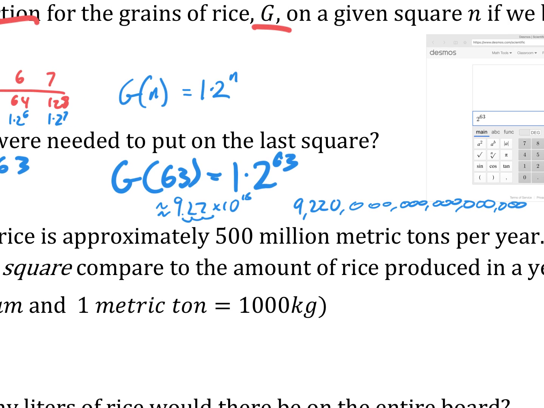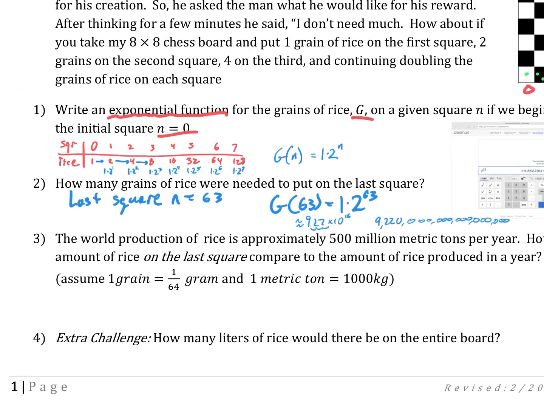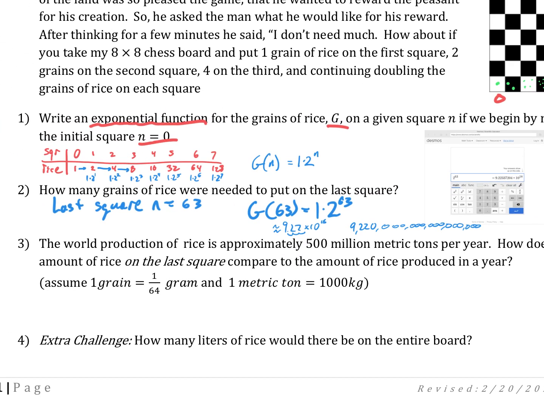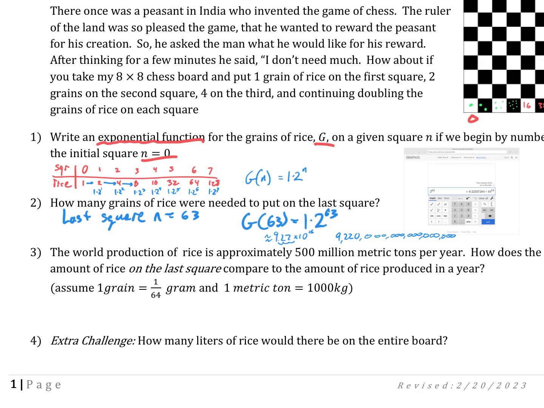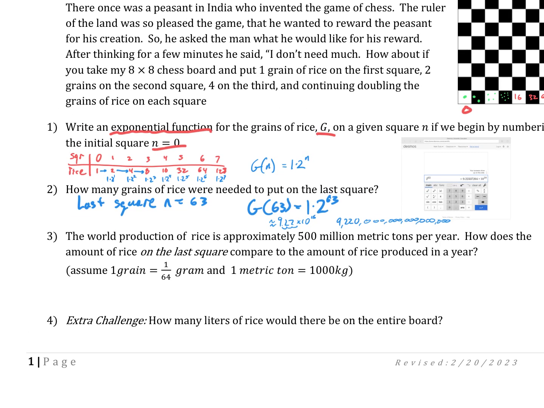And so, needless to say, they ran out of rice pretty quickly as they were filling up his board. And I think the end of the legend says something like they never heard from the peasant again because the king could not fulfill his agreement. So, anyways, legends aside, let's see.